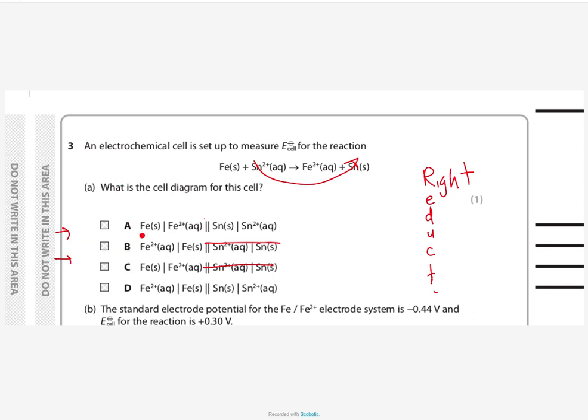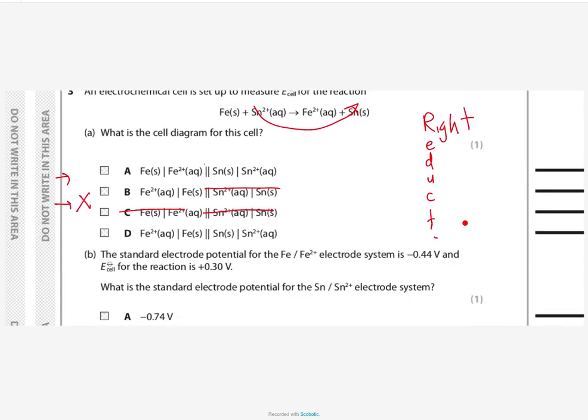In B, it's written as reduction, right? Fe2+ to Fe is not oxidation, it is reduction. What is oxidation is Fe to Fe2+. So on the left side, what you write should be oxidation, and on the right side, what you write should be reduction. Tin 2+ to tin is reduction, and Fe to Fe2+ is oxidation. This is how you write the cell diagram. Clear?